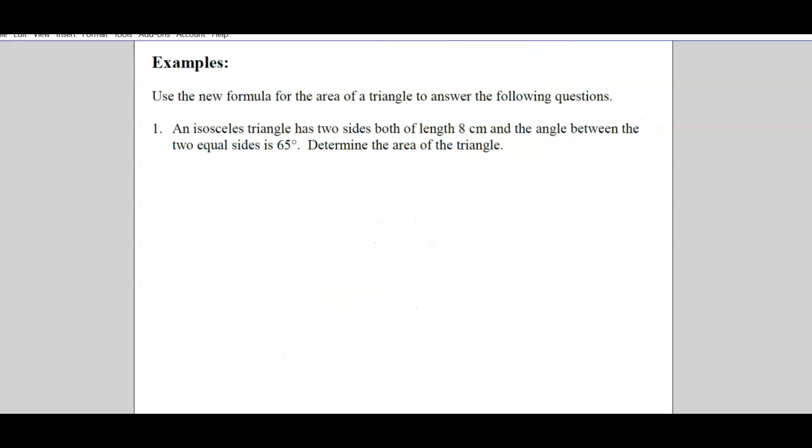So, example here, use the new formula. An isosceles triangle has two sides both of length 8. And then the angle between the two equal sides is 65. Okay. So between, and sometimes we say the contained angle, is 65. Determine the area of the triangle. So as I said, we've got side, angle, side. If they're equal, it's isosceles. So this would be C, this would be A, and B. You can switch those around, it doesn't matter.